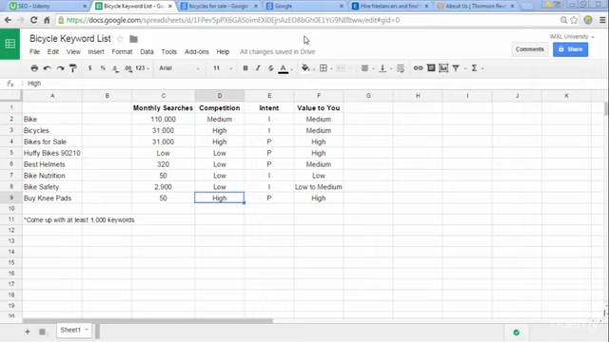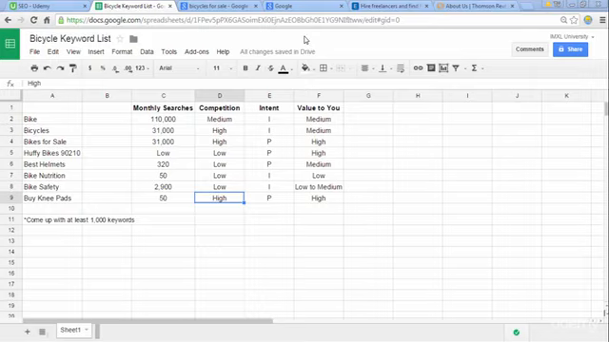Once you have them split up into number of searches, competition, and intent, you want to figure out which are most valuable to you. For example, there might be long-tail keywords with extremely low search volume that are very relevant to your business. Maybe you're a local bike shop in Los Angeles, and even though "Huffy Bikes 90210" has a low search volume, you're a major carrier of that brand and you're in that zip code.